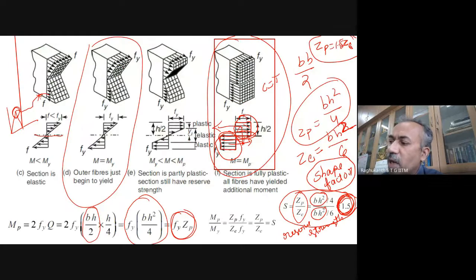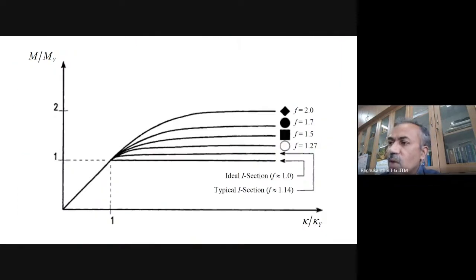Then finally, for the fully plastified section we get BH squared by 4 itself, and the shape factor, as you rightly pointed out, turns out to be 1.5 actually. So you know how to calculate all these things. We're not going into those details. And now this is what it looks like, moment versus curvature.